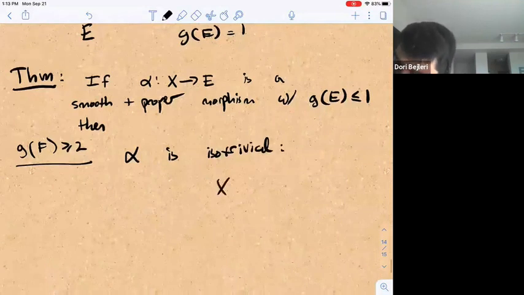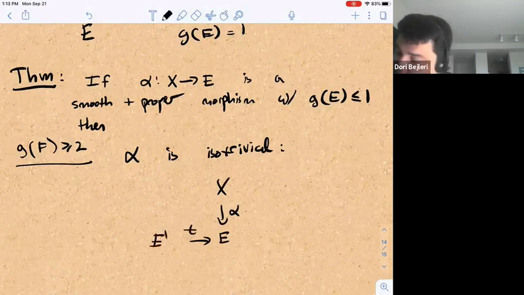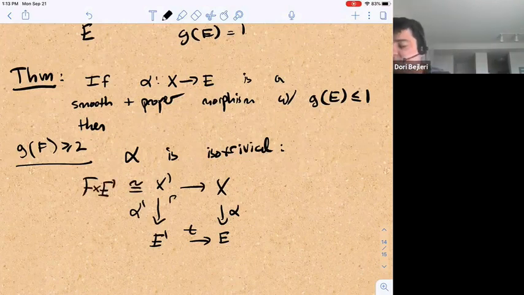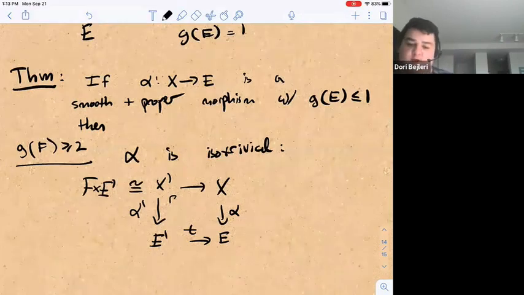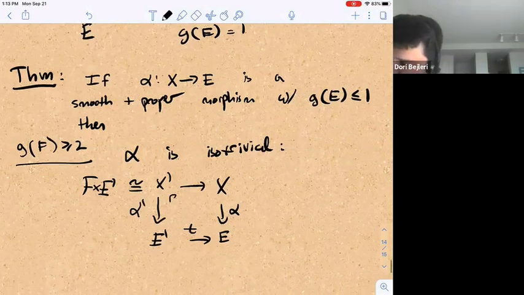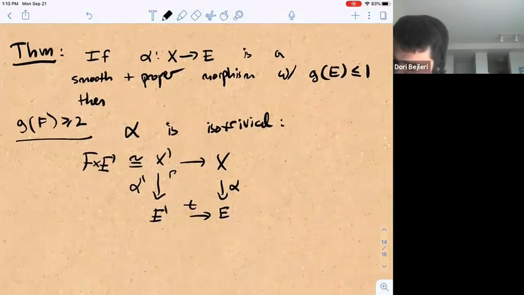meaning that there exists some finite étale cover, some finite unramified E prime mapping to E, such that when you pull back and look at this alpha prime, this is actually isomorphic to the general fiber times this E prime. So alpha itself might not be a product, but after some finite cover, it becomes a product. So you should think of it as I started with some product and then I quotiented it out by some automorphisms on X prime. So that's the cleanest statement in the genus greater than or equal to 2 case.